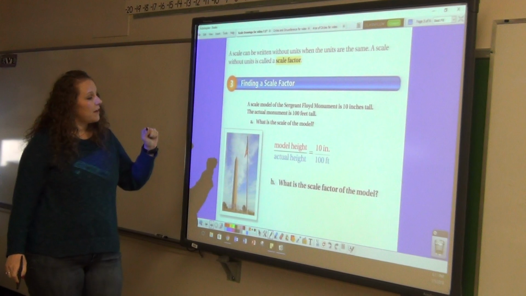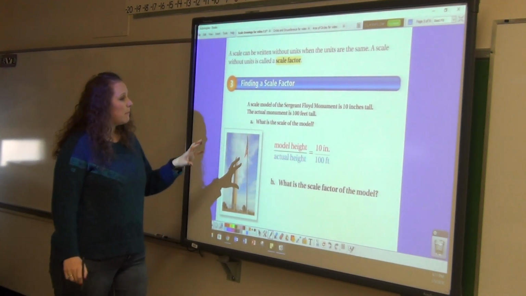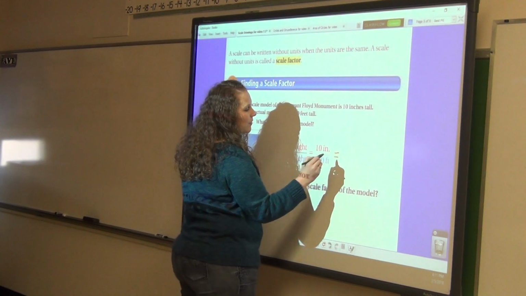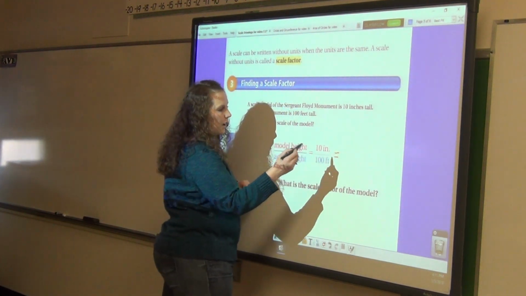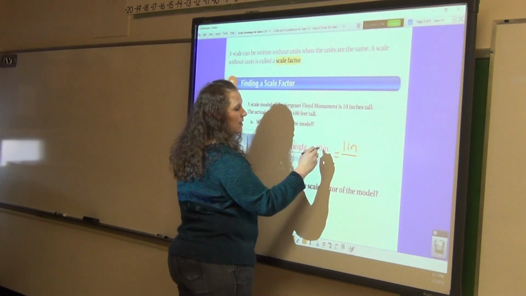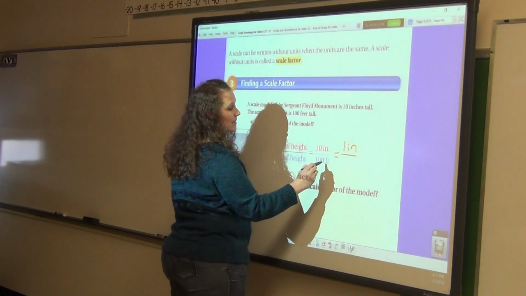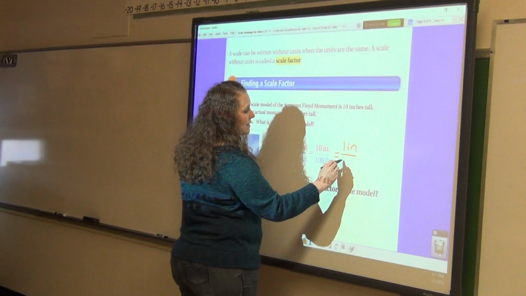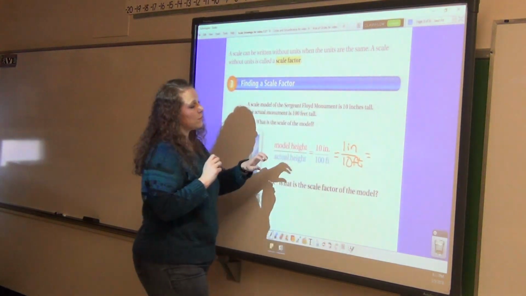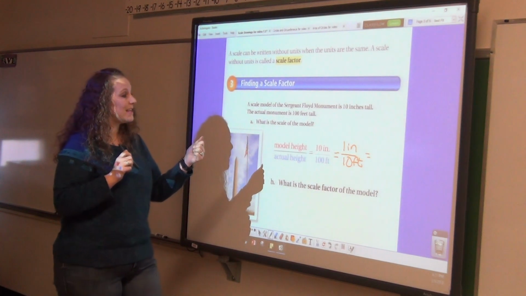So we are going to try to find the scale factor of this model. It says 10 inches to 100 feet, but I can convert that down. I can reduce that down to 1 inch. If I divide by 10, 10 divided by 10 is 1, and 100 divided by 10 is 10. So I can reduce that down to 1 inch over 10 feet.